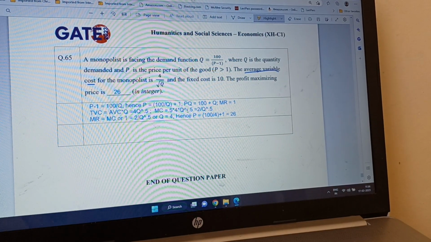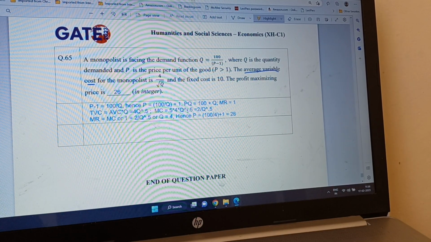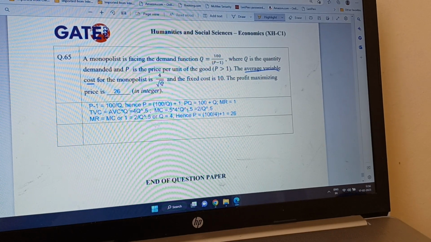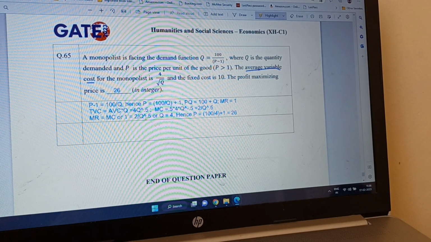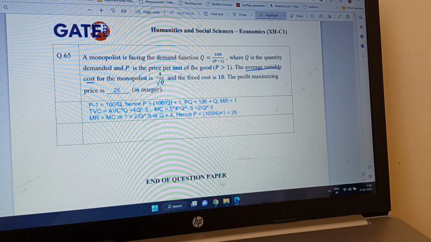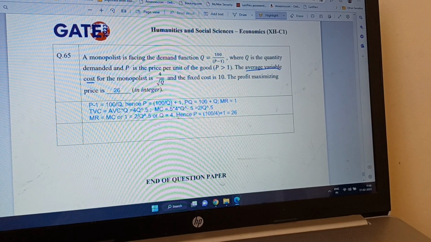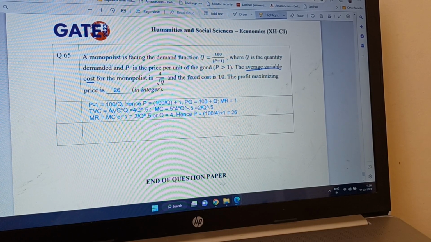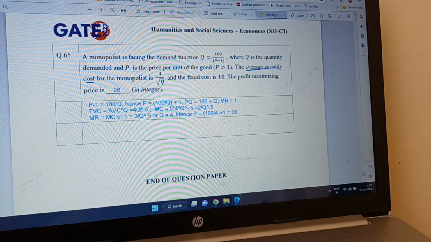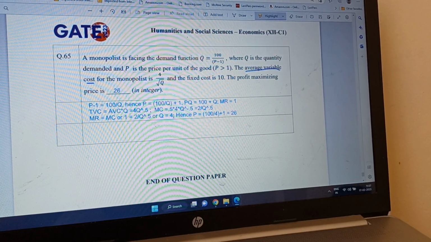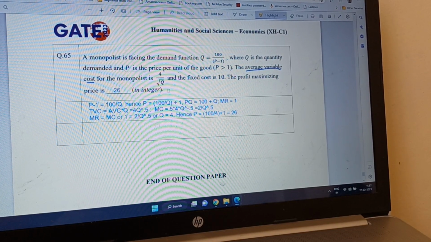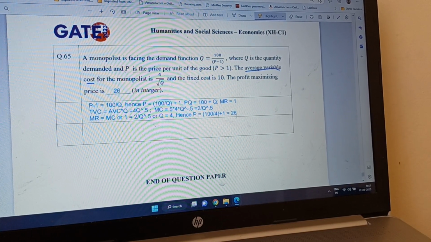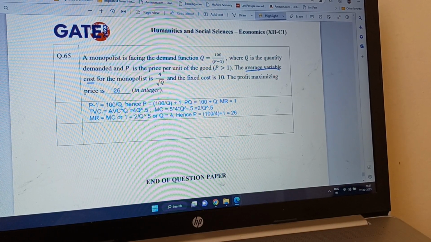Now for equilibrium, marginal cost must equal marginal revenue. Since marginal revenue was 1, and we get marginal cost equal to 2 by root Q, this gives us Q is equal to 4. How did I get it? Because root Q is equal to 2, by cross multiplication. So Q is equal to the square of 2, that becomes 4. Hence P is equal to 100 by Q, so 100 by 4, and then plus 1. So P is equal to 26. And that is what he is asking.